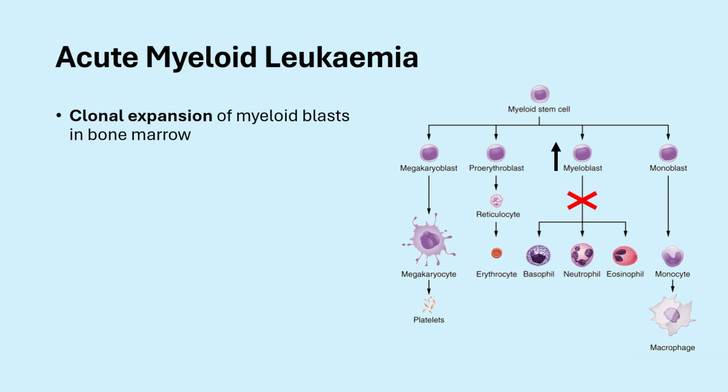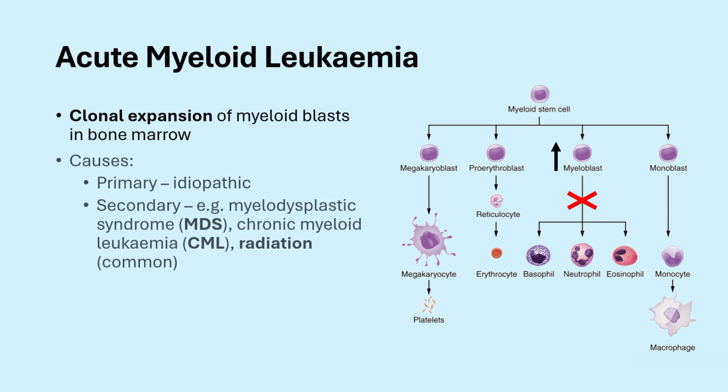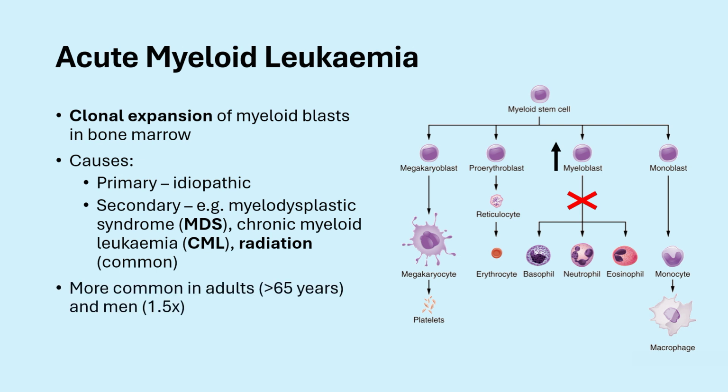Acute myeloid leukemia, or AML for short, occurs due to clonal expansion of myeloid blasts in the bone marrow due to a mutation stopping its differentiation, as seen in this image. Most causes of AML are idiopathic, i.e. unknown, and secondary causes include myelodysplastic syndrome, chronic myeloid leukemia, and radiation. AML tends to affect the elderly and men more than women.